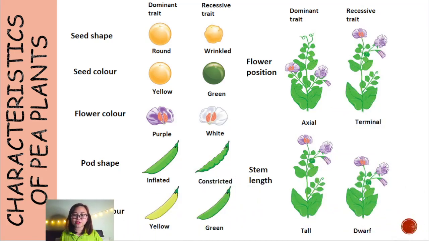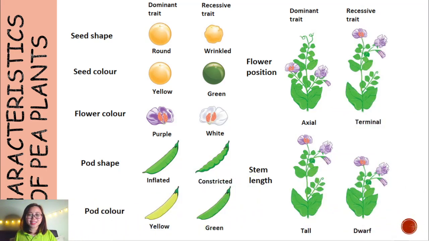These are the characteristics of the pea plants. Inilah ciri-ciri yang ada pada kacang-kacang peas yang Mendel pilih. Ciri-ciri pertama adalah seed shape. The first characteristic is the seed shape. The seed can be round or it can be wrinkled. Dia bulat atau dia berkedut. The seed can be yellow, they can be green. The flower on the plant can be purple, can be white.